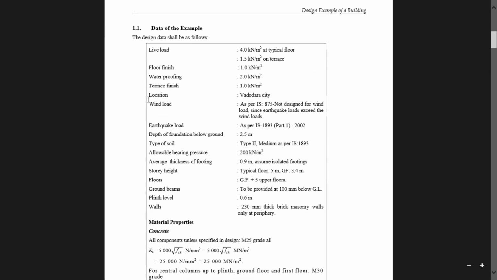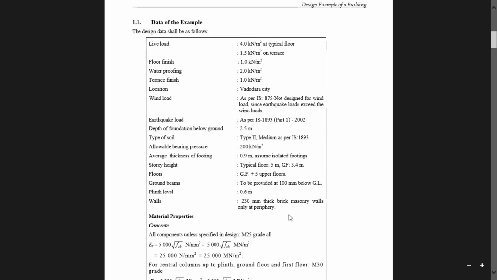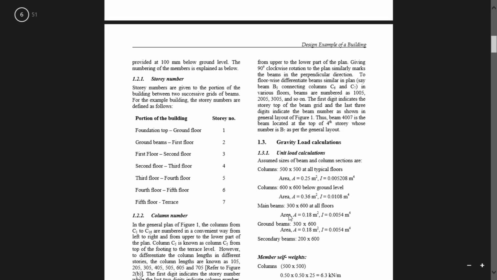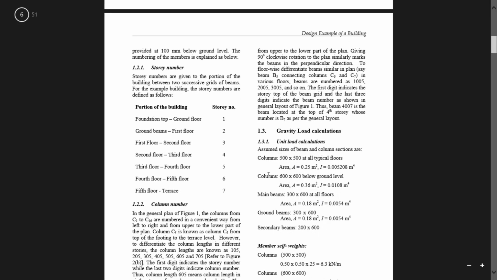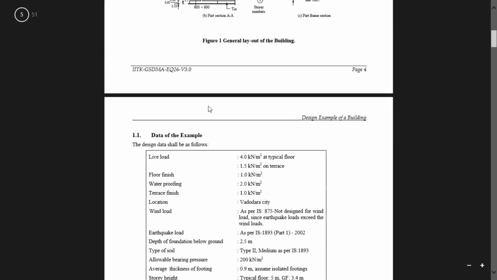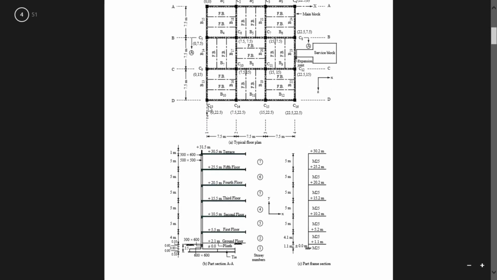Here the example of this design data is given here. The live load, floor finish, waterproofing, terrace, and the location of where it is situated, and the type of soil here medium and type 2, and the bearing capacity is given here. The wall size is given here. So this one is this, and here some dimension is given for the column, main beam, ground beam, secondary beam and something. So we will design this building.